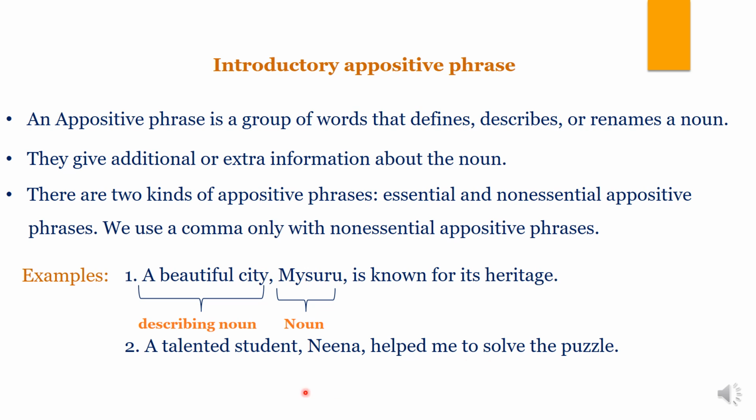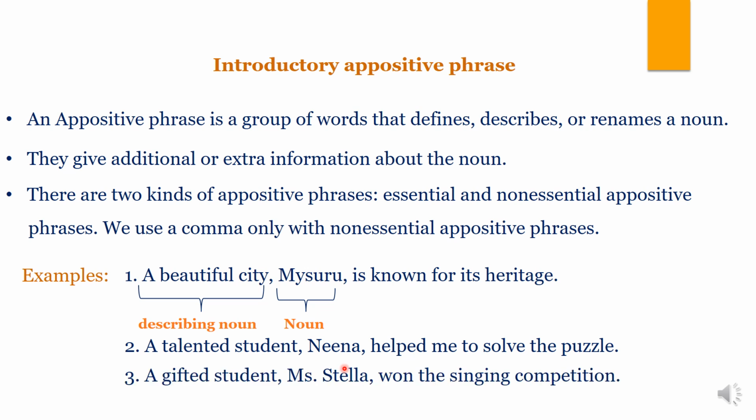Next, a talented student, Nina, helped me to solve the puzzle. See, Nina is a noun. A talented student is an introductory appositive phrase. Why? Because it is describing Nina. Who is Nina? She is a talented student. Therefore, place a comma after a talented student and even after the noun.